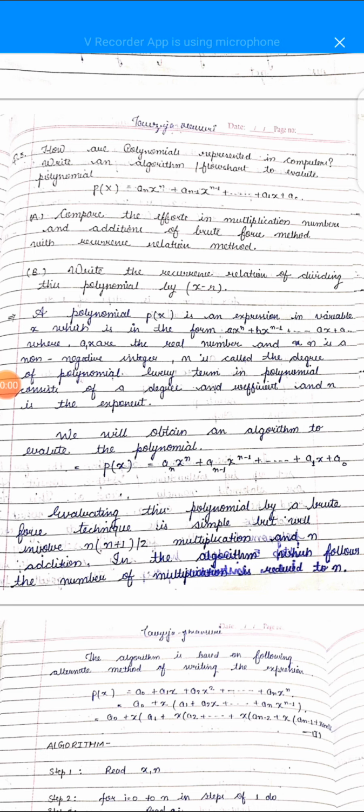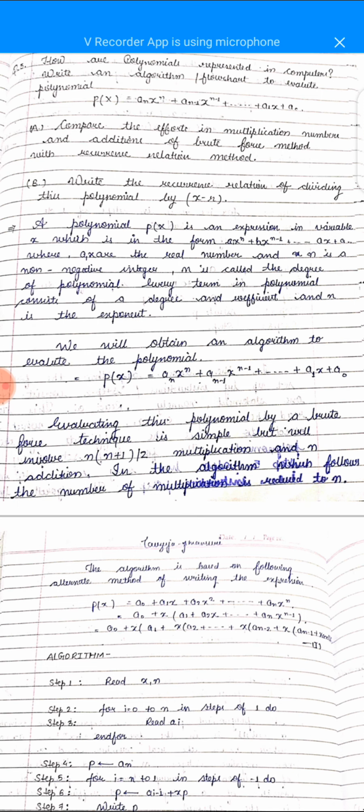Let's see question number 3 of internal 1. How are polynomials represented in a computer? Write an algorithm to evaluate a polynomial P(x) = a_n x^n + a_(n-1) x^(n-1) + ... + a_1 x + a_0. Here are two subparts, so let's solve this.